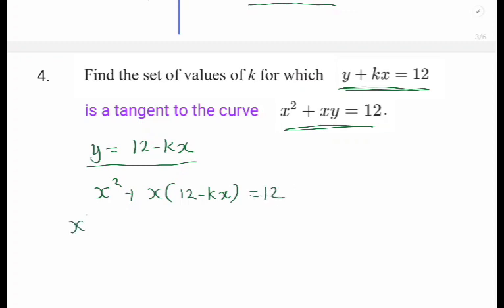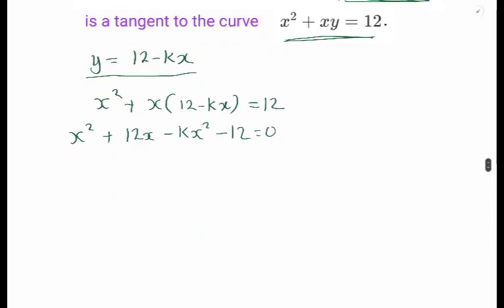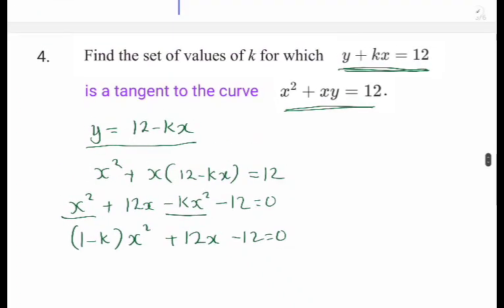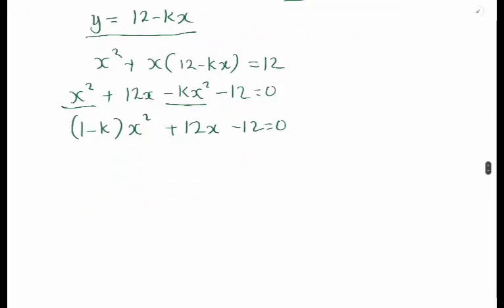So x squared plus 12x minus kx squared minus 12 equal to 0. So here, 1 minus k into x squared, that means I use this factorizer, plus 12x minus 12 equal to 0. Since we say it is a tangent, it means it meets at one point.